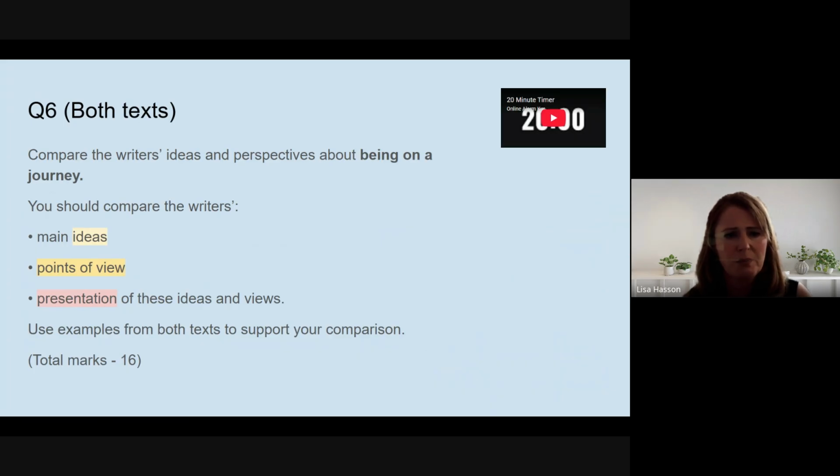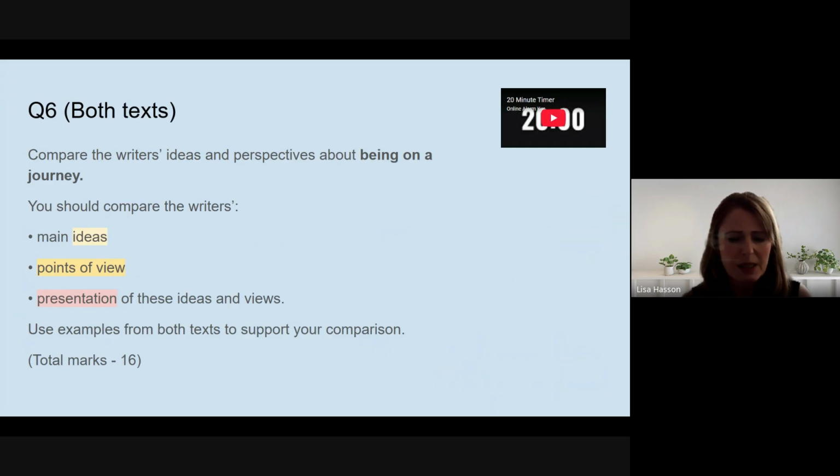You should compare the writer's main ideas, points of view, and presentation of these ideas and views. Use examples from both texts to support your comparison. And you get 16 marks for this question, which is why I'm suggesting you spend about 20 minutes on this.